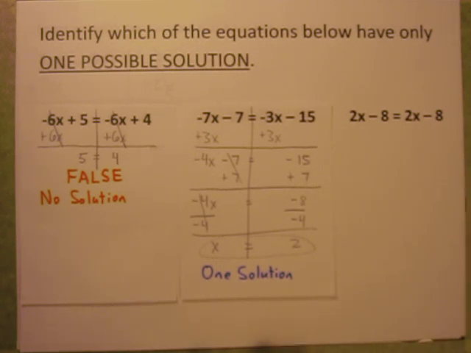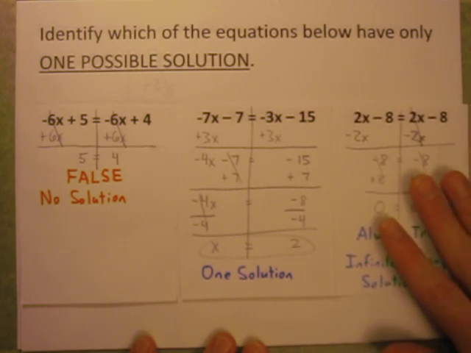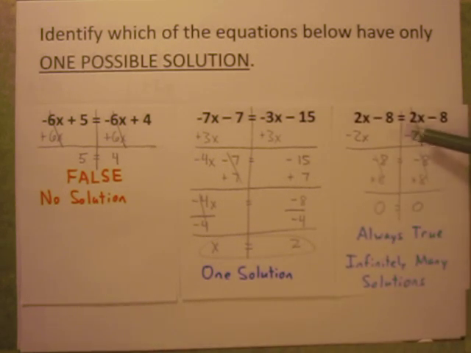Here we predicted this one was not going to be a simple one solution equation. When you solve this one, you get rid of the x term over here, you get the numbers on the other side, you end up with 0 is equal to 0. Everything cancels away, which of course 0 is equal to 0, that's always true. This one will have something called infinitely many solutions.